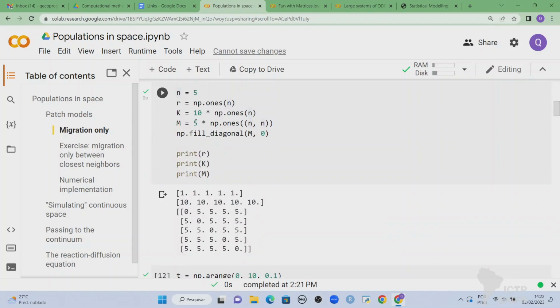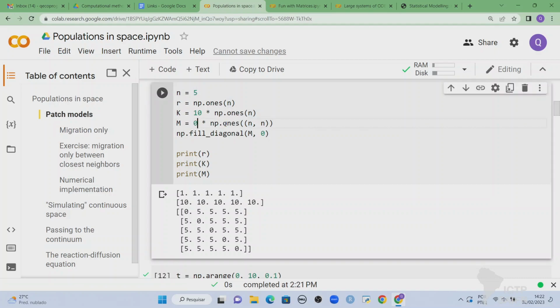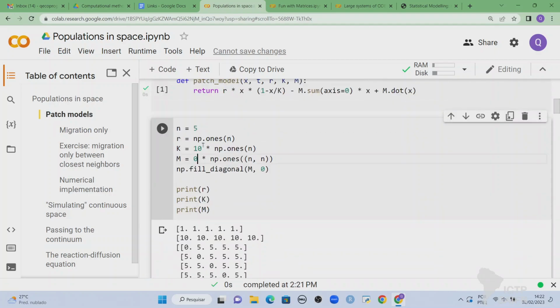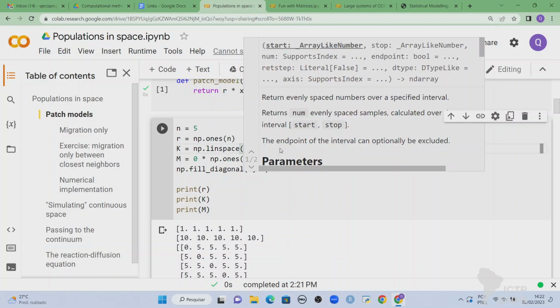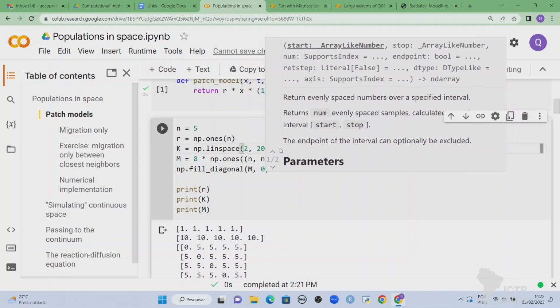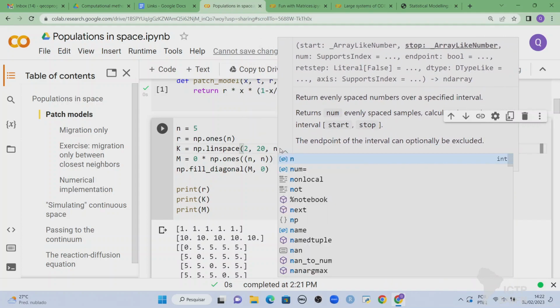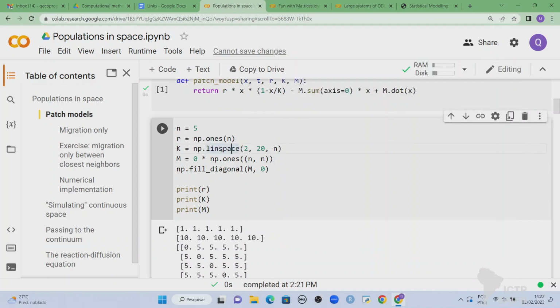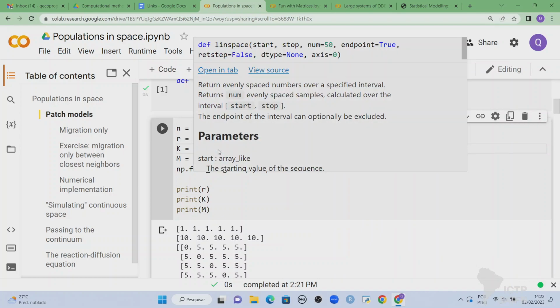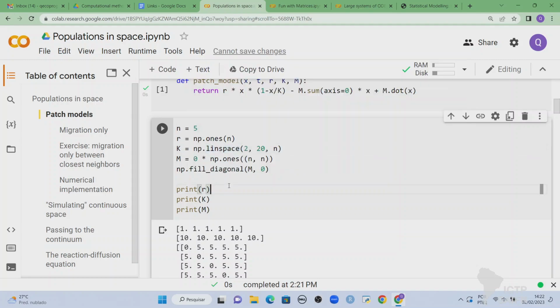So let me go back to no migration, okay? No migration. And instead of having all of them equal to 10, so all the carrying capacities the same, let's maybe try to do this. So linspace creates an array from, I don't know, maybe 2 to 20, with n elements, okay? We have used linspace before, right, or not? Yes. Okay.